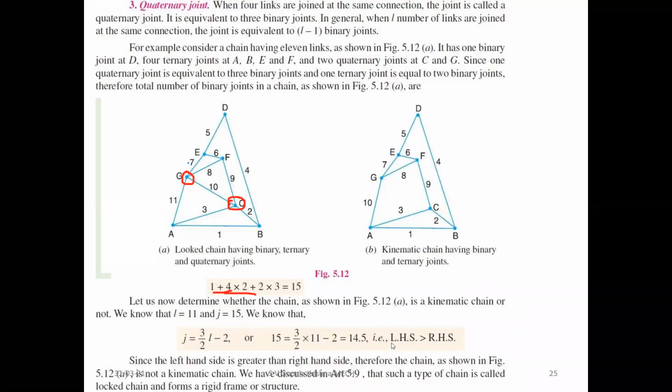When LHS is greater than RHS, the chain is going to be locked. In this arrangement, this structure acts as a rigid frame. As we said in our statement, it is a locked chain and forms a rigid frame or structure. It is acting as a good structure.